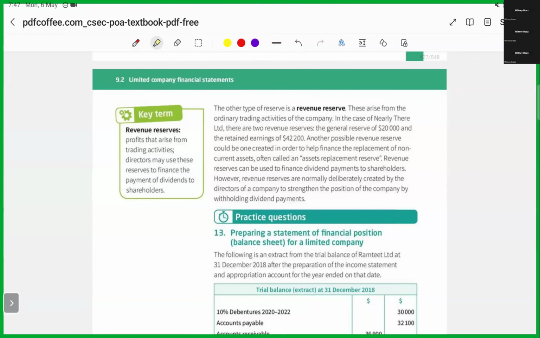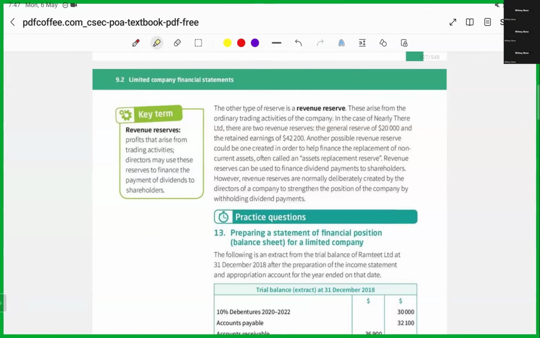And that is it. So know how to record the issue of your shares. Remember that you have to separate the amount issued at par versus any amount issued above par. These are your share premium account. What goes in the ordinary share capital and the preference share capital account is the amount issued at par. Remember that the debentures are long-term liabilities, and remember that you have to appropriate accordingly.